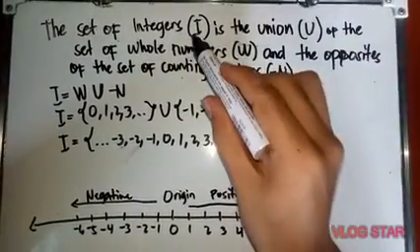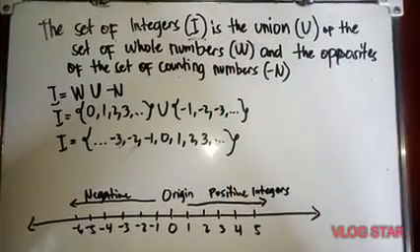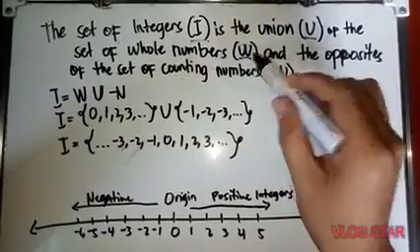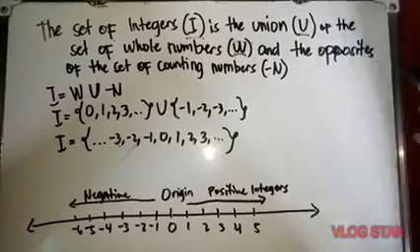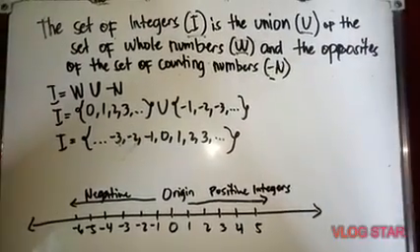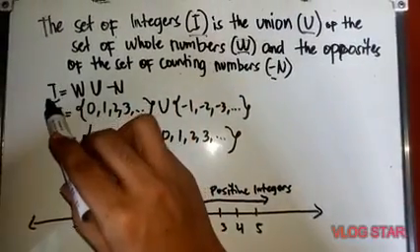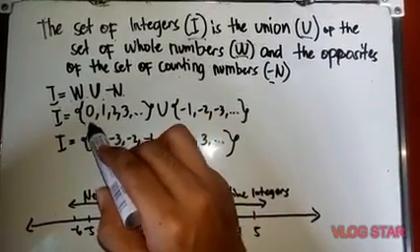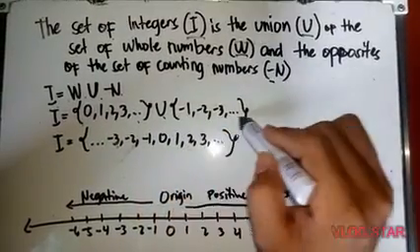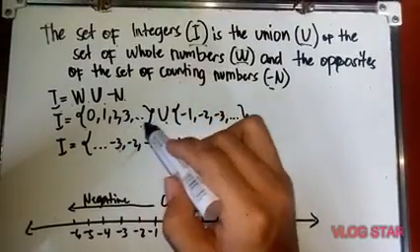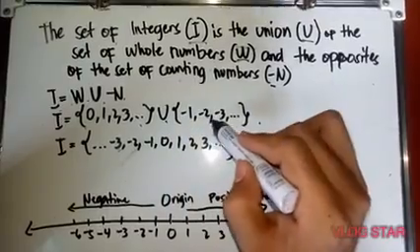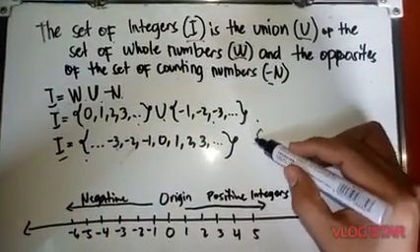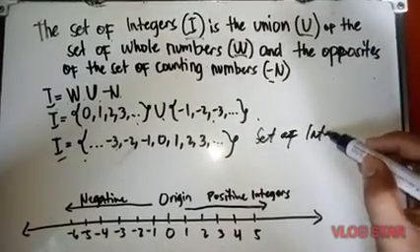The set of integers, and we use I for the integers, is the union U of the set of whole numbers, which is the W, and the opposite of the set of counting numbers, which is negative N, or what we call the negative integers. Integers is equal to whole numbers union negative integers. So if we combine the set of whole numbers and negative integers, we get the set of integers. So this is what we call the set of integers.